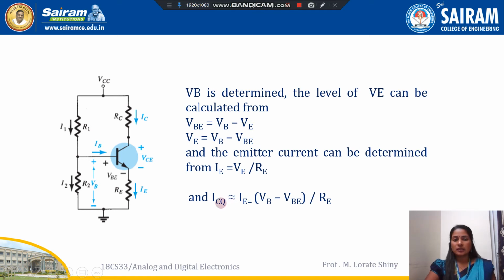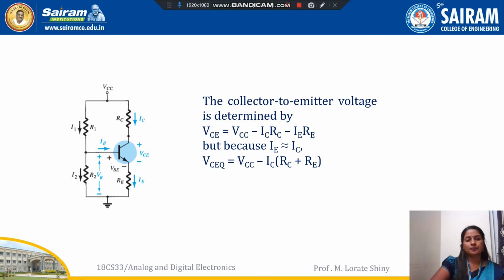Now we have to find the next Q point. For that, we'll see in the next slide. Same circuit. Now we have to calculate the collector to emitter voltage, VCE. For that, we consider only the output circuit. The output circuit means from VCC through ICRC, through VCE, through IERE, to ground.